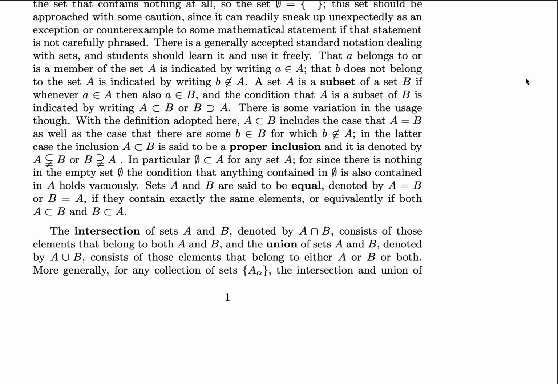And the condition that A is a subset of B is indicated by writing A is a subset of B or B is a superset of A. There is some variation in the usage, however, usually this indicates that the case of A equals B is allowed. However, some people will not do that. If there is some b for which b is an element of B, but b is not an element of A, then you say that A as a subset of B is a proper inclusion, and it's denoted using these symbols if you want to be precise. In addition, we say that the empty set is a subset of any set A.